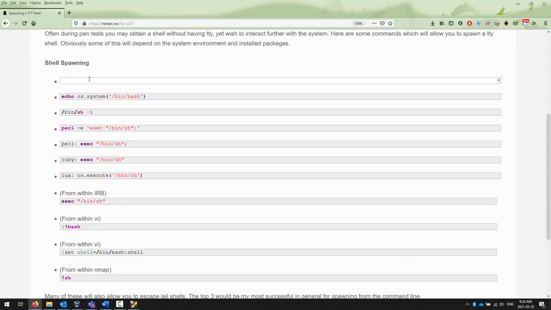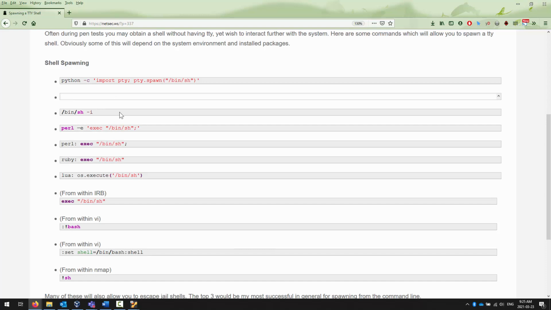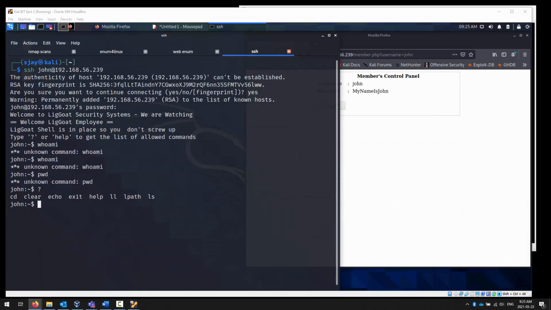I have been using this Python one quite a bit, and I really like it, but right away the next one, you can actually echo something and spawn your own shell by saying os.system and then whatever shell you want to use. We're going to use bin bash. So you can spawn your own shell with the echo command. And surprisingly, echo is one of the commands we are allowed to execute in this environment.